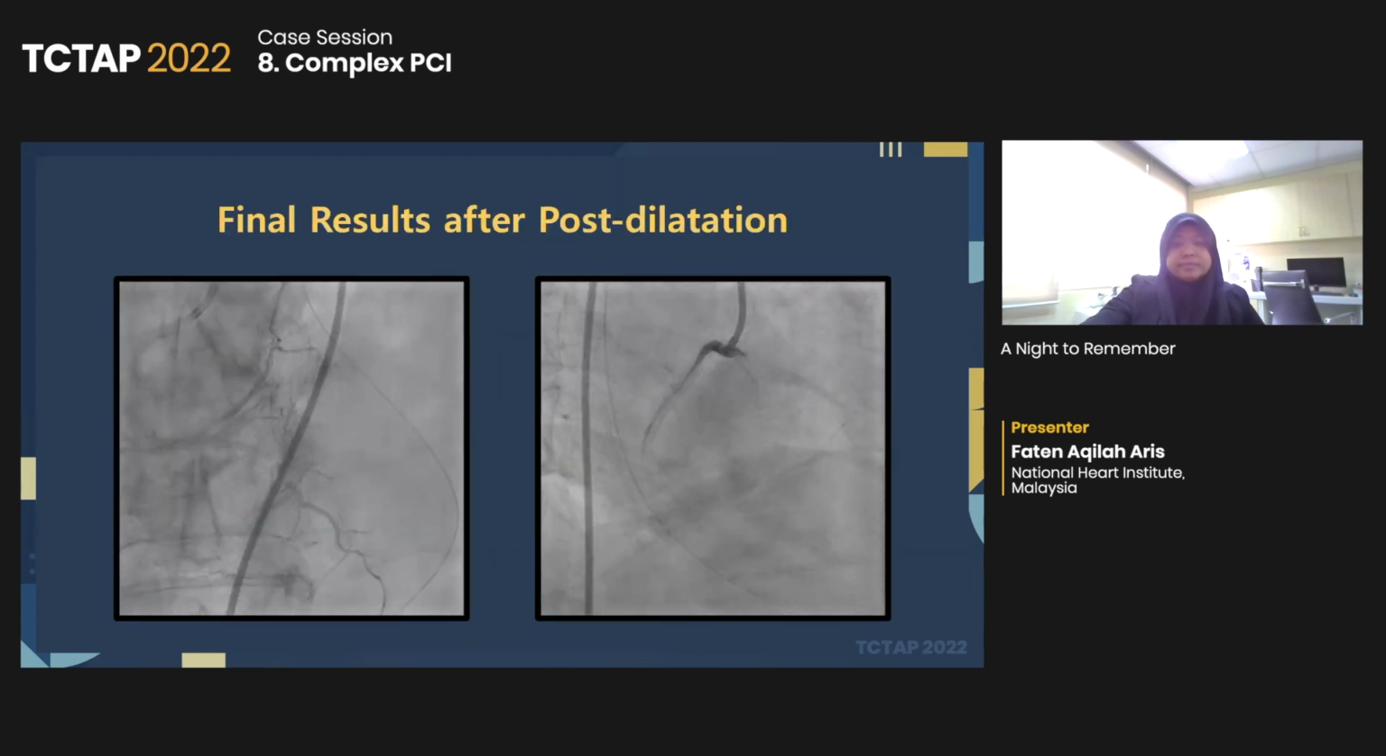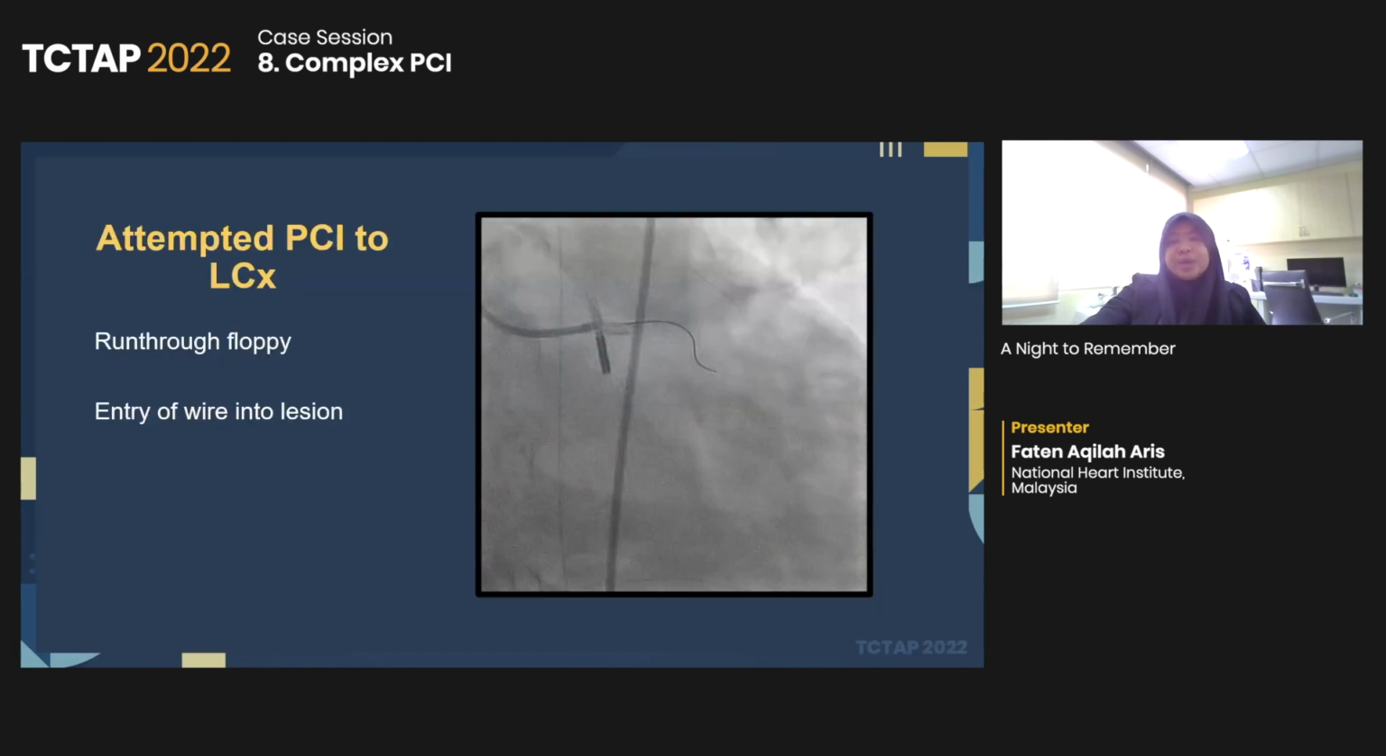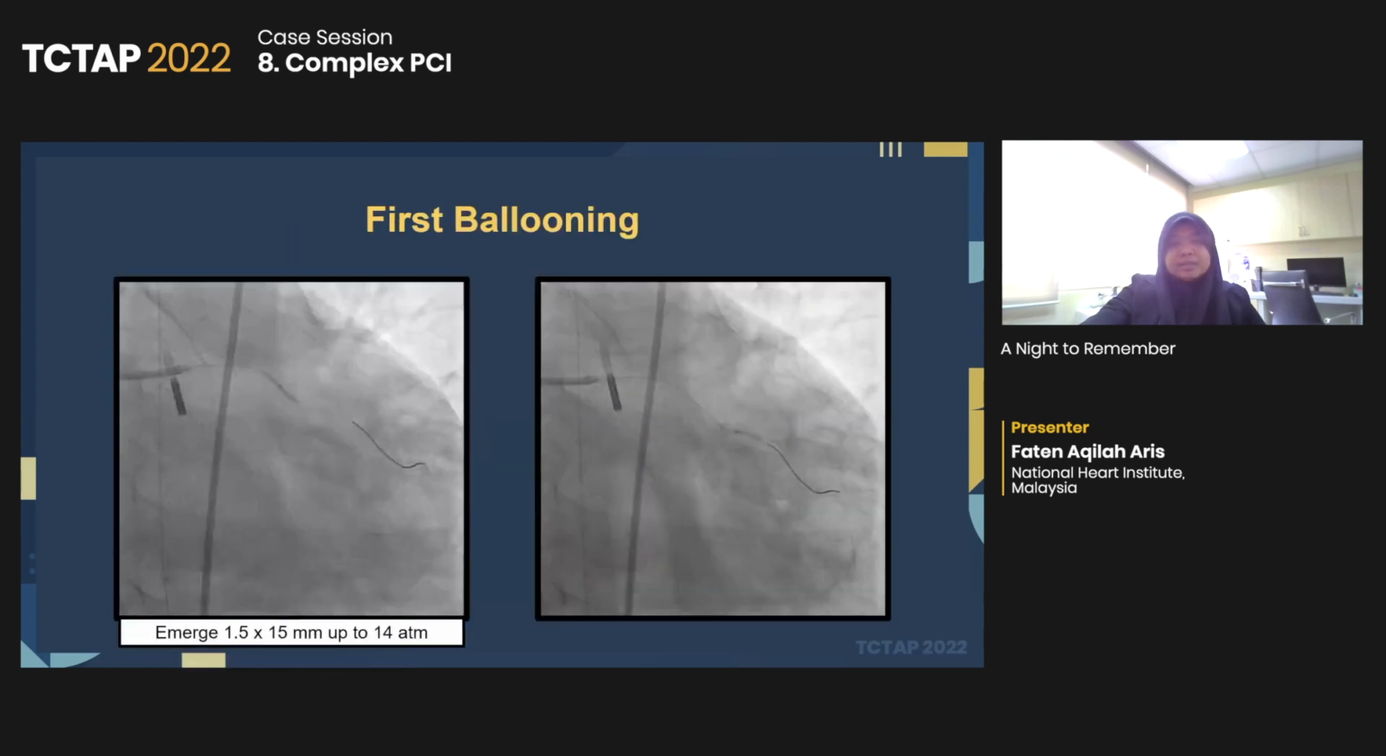Because the patient is still in cardiogenic shock with the ambiguous culprit artery, we thought we would just attempt a PCI to the left circumflex. We tried with the soft wire, Runthrough Floppy, entry of the wire into the lesion. As you can see, we tried to wire, and then we were able to wire not to the true circumflex artery, but to the branch of the OM.